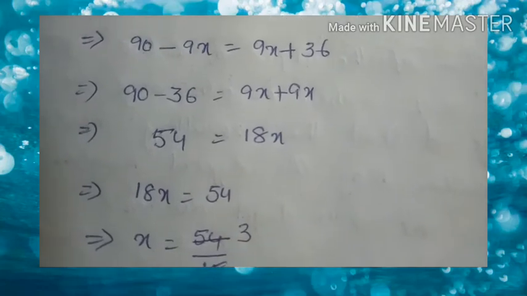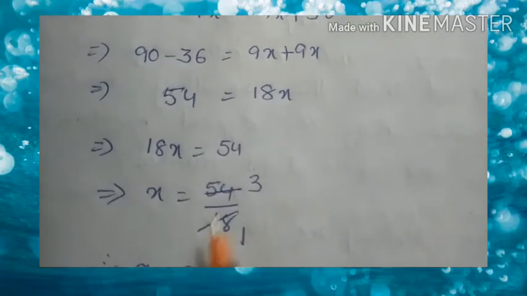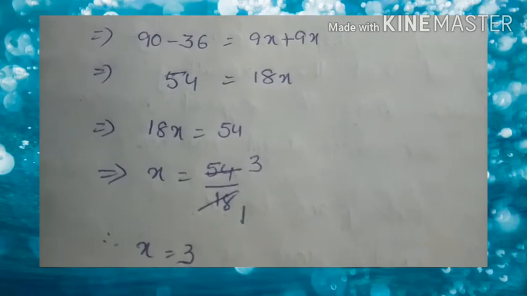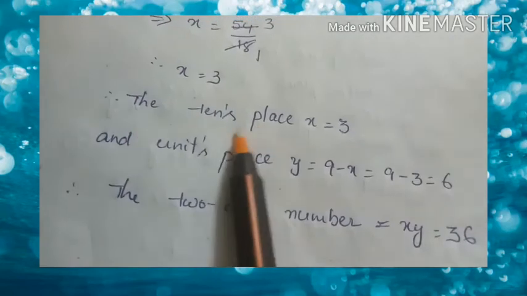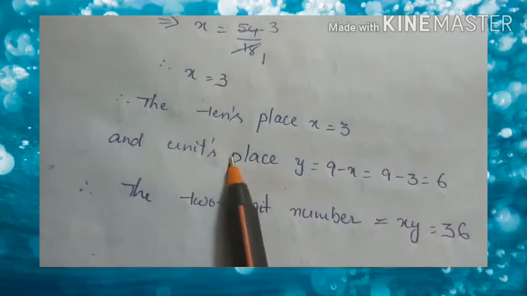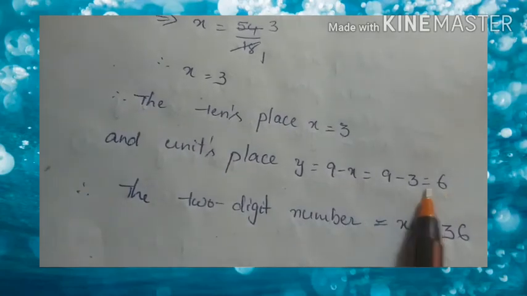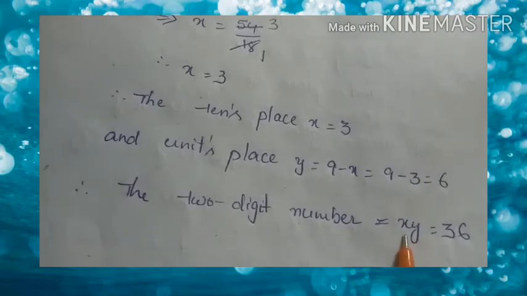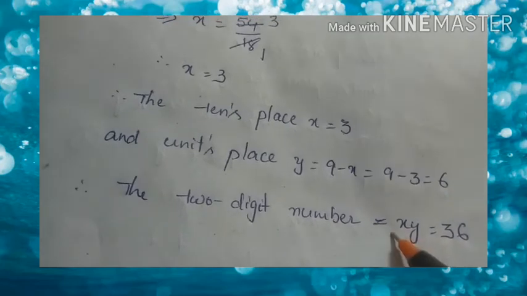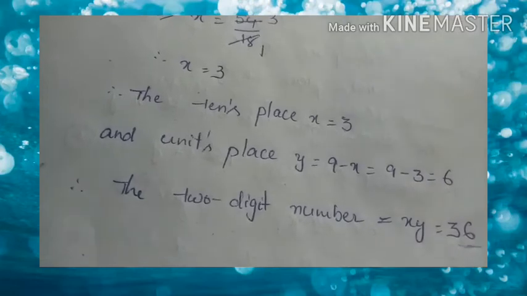Now we want only the variable value, that is x. x is equal to 54 by 18. 18 ones, 18 threes. Therefore x is equal to 3. What is the x value? Yes, this is the tens place value. Therefore the tens place x is equal to 3. Now units place, that is y. y is equal to 9 minus x, 9 minus 3, that is equal to 6. Therefore the 2-digit number, that is xy, with x equal to 3 and y equal to 6, so 36 is our answer.